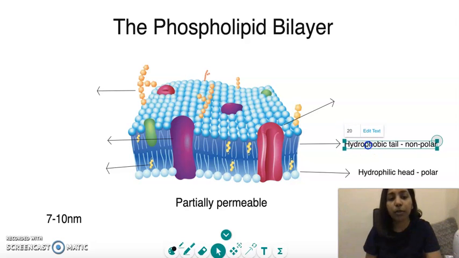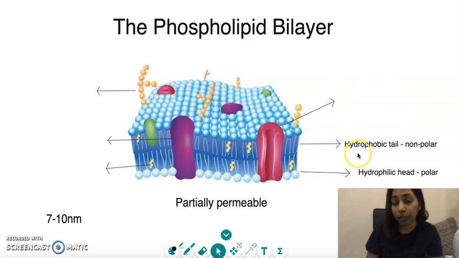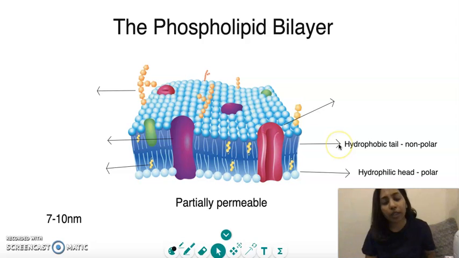And so together they form the phospholipid bilayer. So they are what separate the cytoplasm and the cell exterior. And this entire structure itself is actually a partially permeable membrane. And what we mean by that is that it is permeable to non-polar molecules such as oxygen and fatty acids. And it is also permeable to small polar molecules such as water, ethanol, and carbon dioxide.